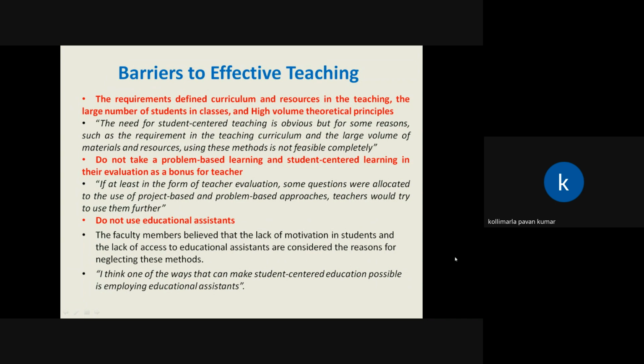Another barrier is that problem-based learning and student-centered learning are not taken into the evaluation as a bonus for the teacher. This is a very important concept for a teacher when he or she prepares the question paper. While doing the evaluation, most of the questions are from what he or she taught to the students, but none of the questions are ever conceptual. If we at least put something into the evaluation process, we can get effective teaching.